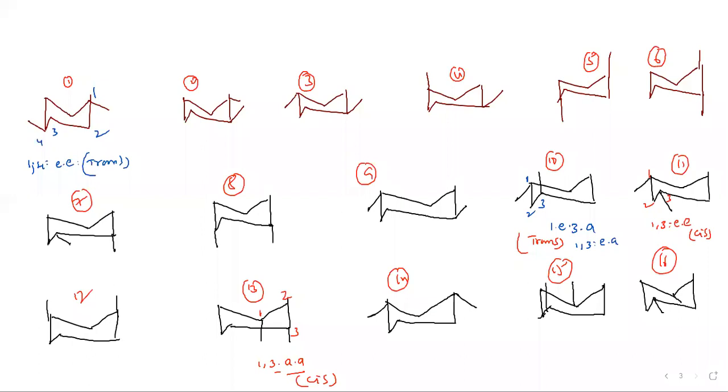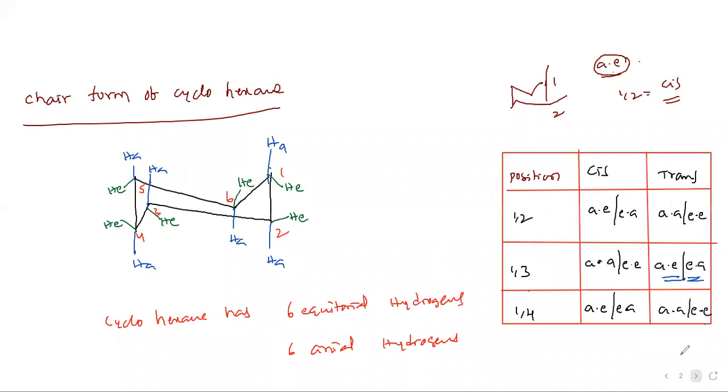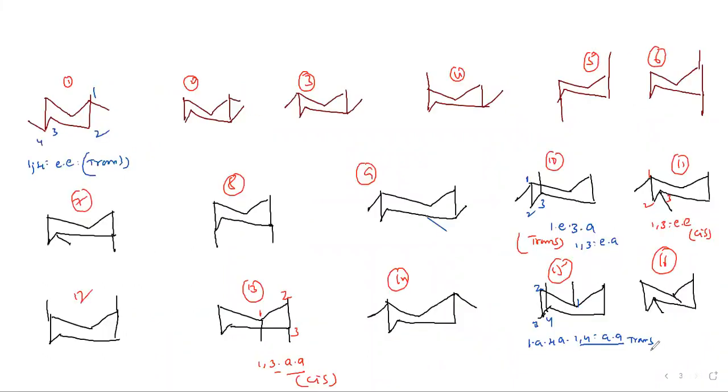Yes, Srinandita, listen. 15th bit. Here we start 1 2 3 4. 1 axial, 4 axial. Can I call it 1 comma 4 axial axial? What is this? Cis or trans? 1 comma 4 axial axial. Trans. That's enough. Trans. Understood?